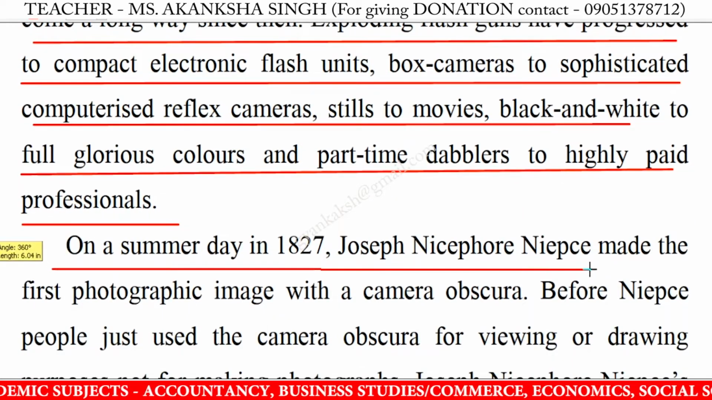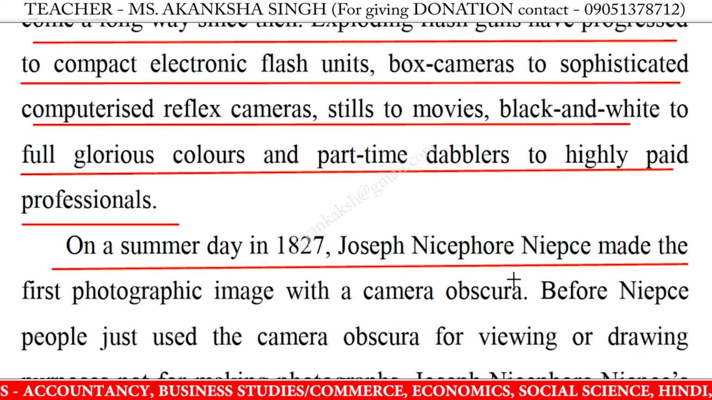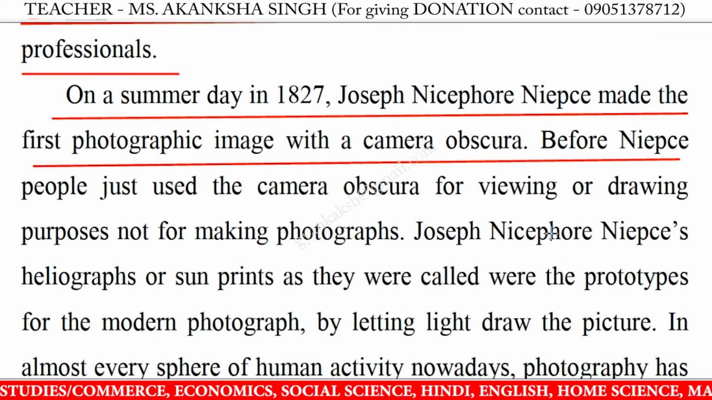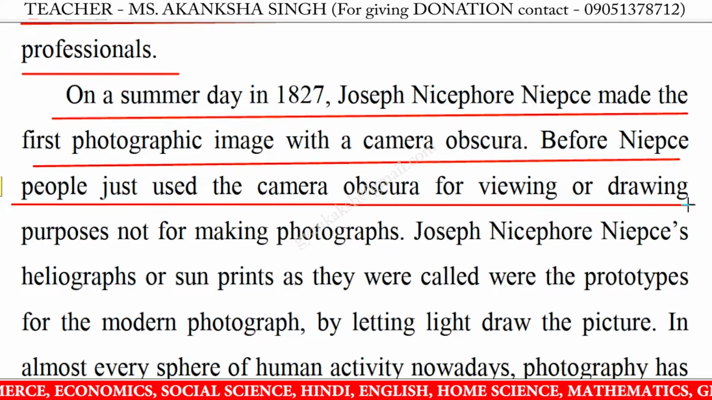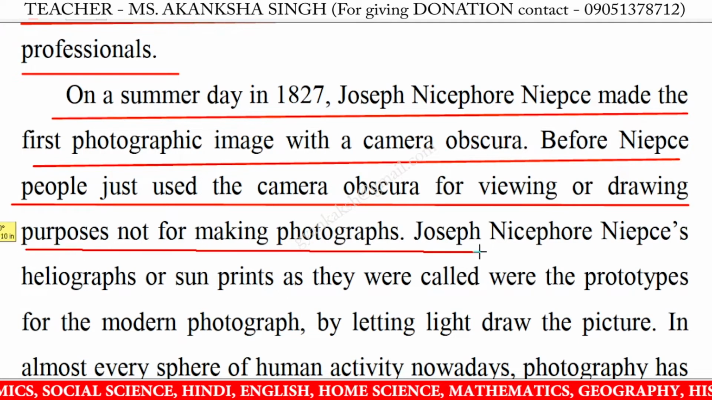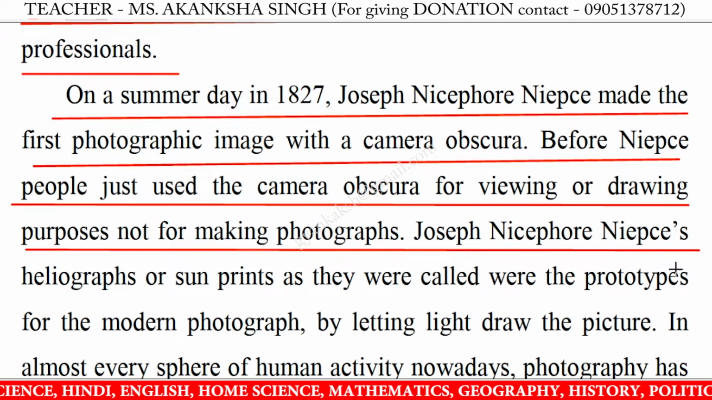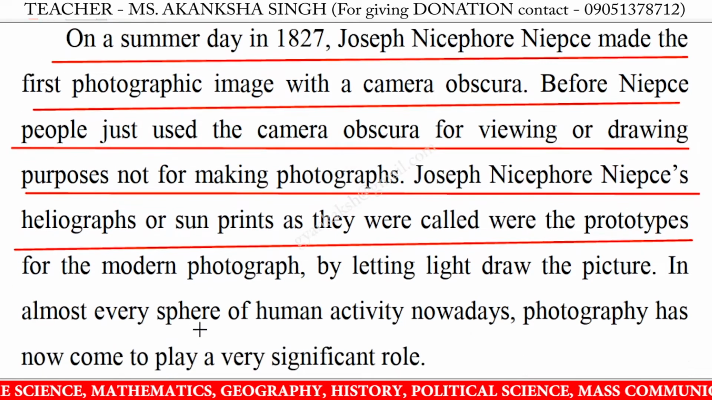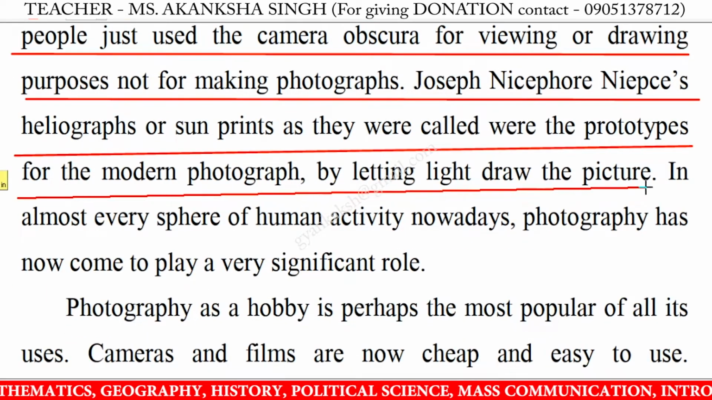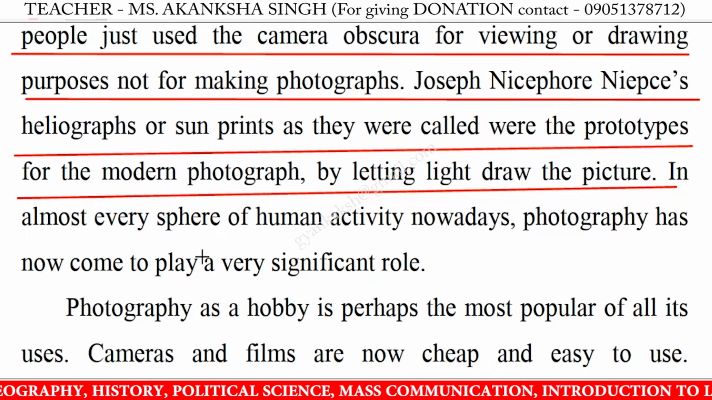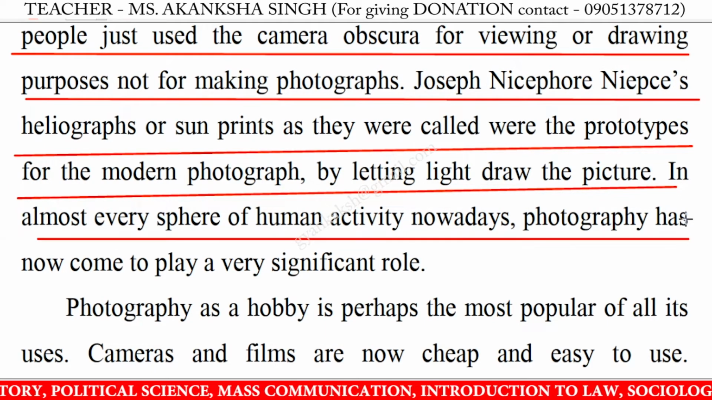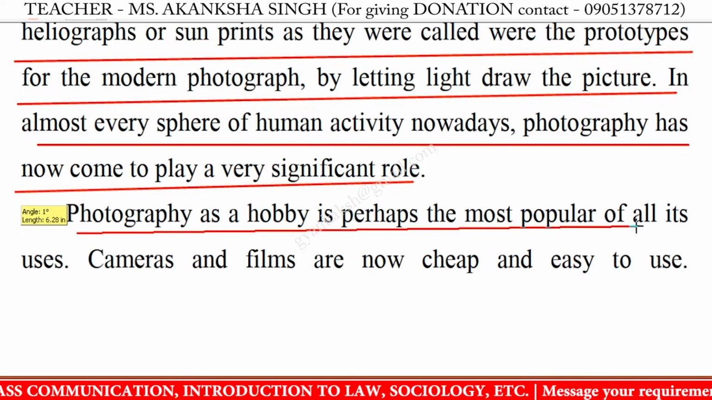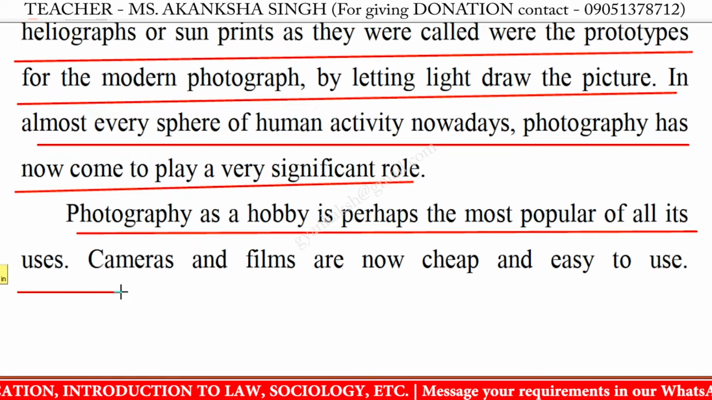On a summer day in 1827, Joseph Nicephore Niepce made the first photographic image with a camera obscura. Before Niepce, people just used the camera obscura for viewing or drawing purposes, not for making photographs. Joseph Nicephore Niepce's heliographs, or sun prints as they were called, were the prototypes for the modern photograph, by letting light draw the picture. In almost every sphere of human activities nowadays, photography has come to play a very significant role. Photography as a hobby is perhaps the most popular of all its uses.